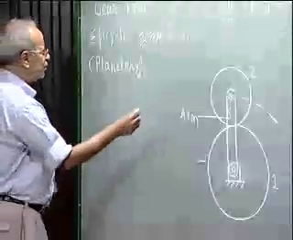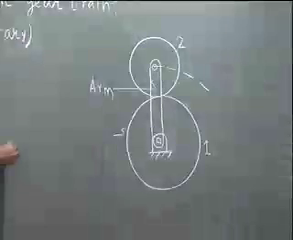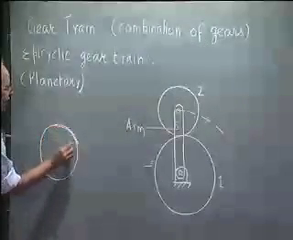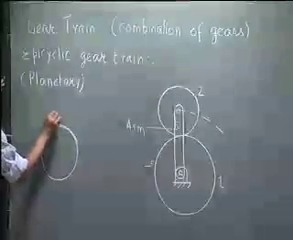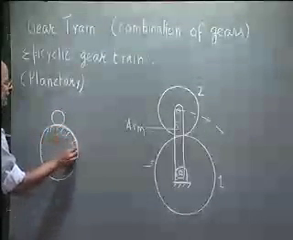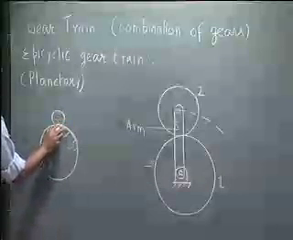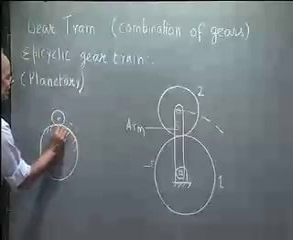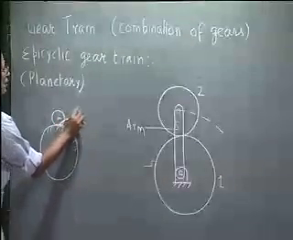Epicyclic because we know if a circle rolls on another circle, then any point on this rolling circle generates a curve which is called epicycle.